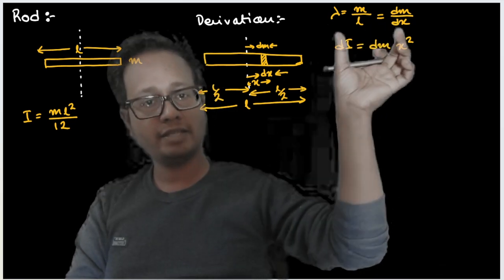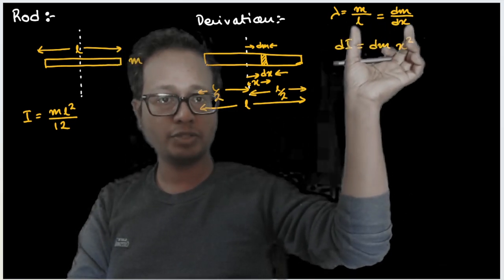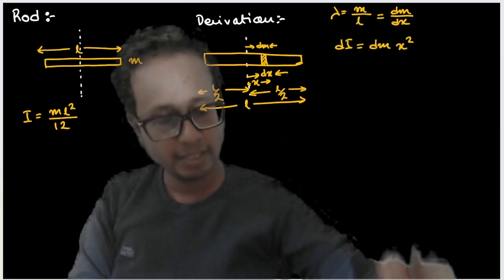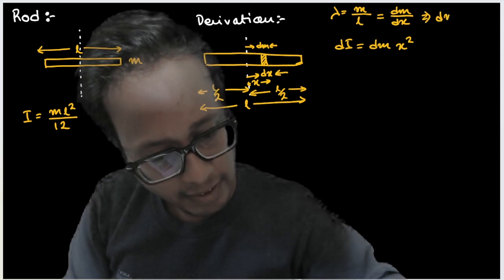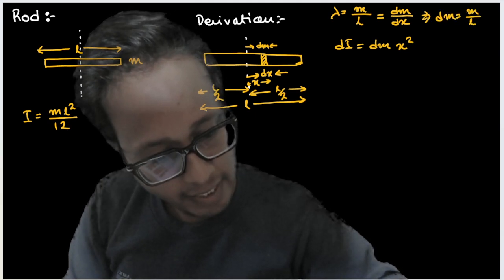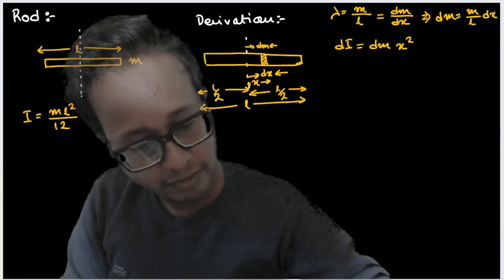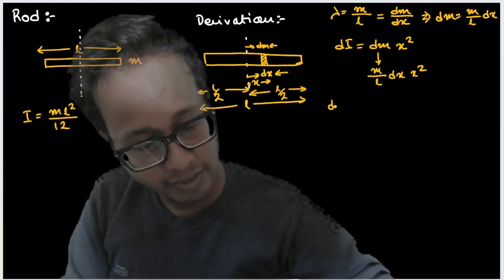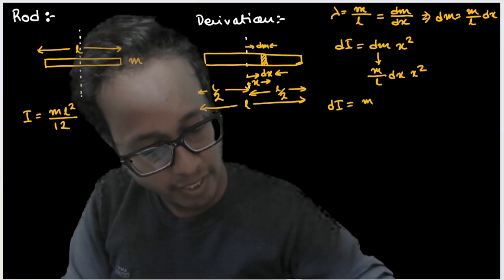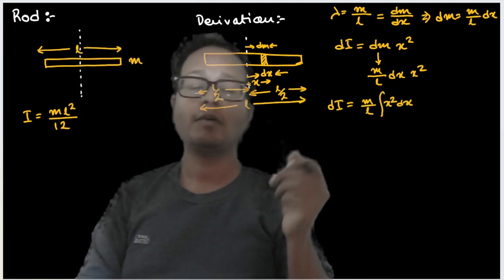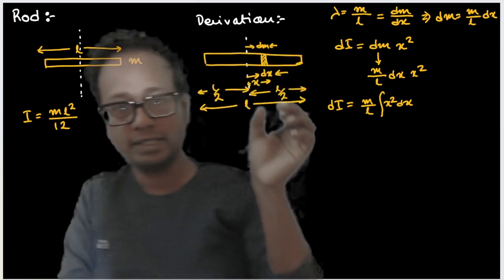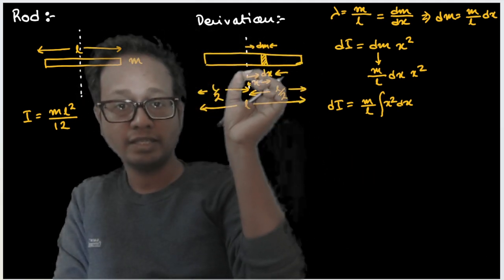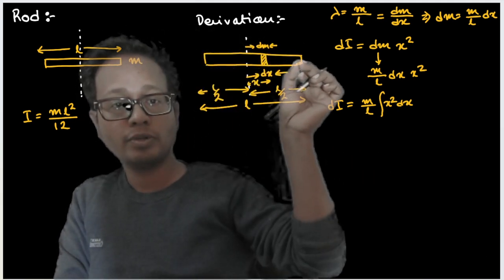Now if I take these two terms, m by l is equal to dm by dx, and if I send this dx across, I can easily say that dm is equal to m by l into dx, isn't it? I have to substitute this dm out here. dm is equal to m by l into dx, into x square. And now this became very simple. The moment of inertia is equal to m by l into x square dx, and I have to integrate this. Now my question is, what are the limits of integration? The limits of integration are nothing but minus L by 2 to plus L by 2.